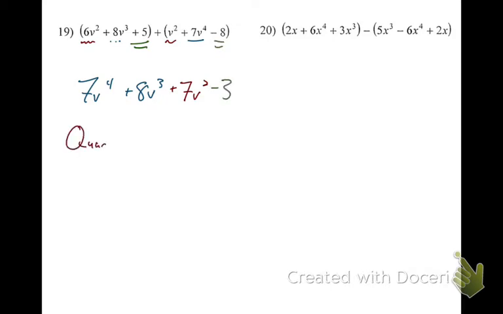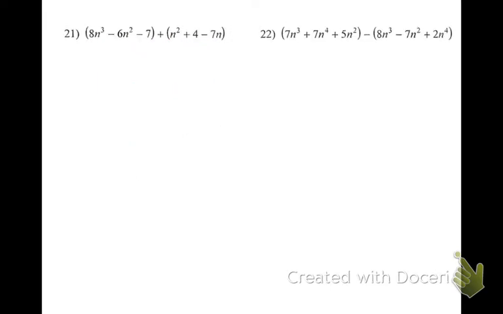It's an addition problem, so I'm just going to combine my like terms. I'm going to start with there. So 7v to the fourth. Then I have plus 8v to the third. Nothing to combine there. Then my v squareds. I'd have 7v squared. And then when I talk about my 5 and my minus 8, that'll give me negative 3. So this is a quartic polynomial of 4 terms. Okay, not too terrible there.